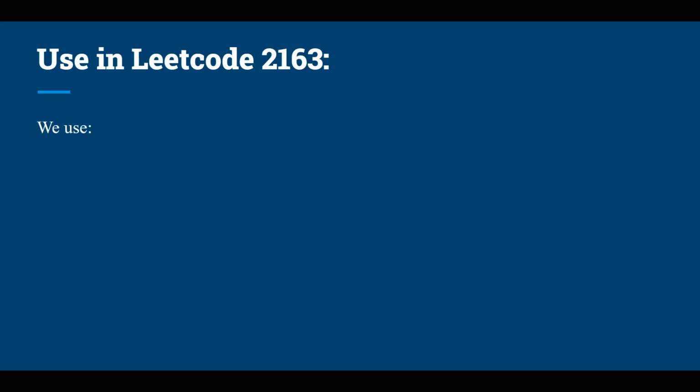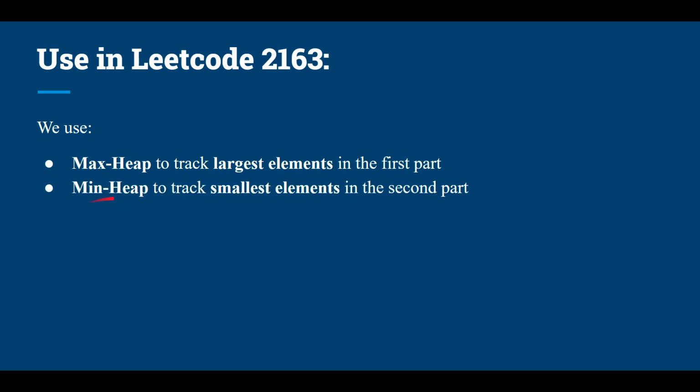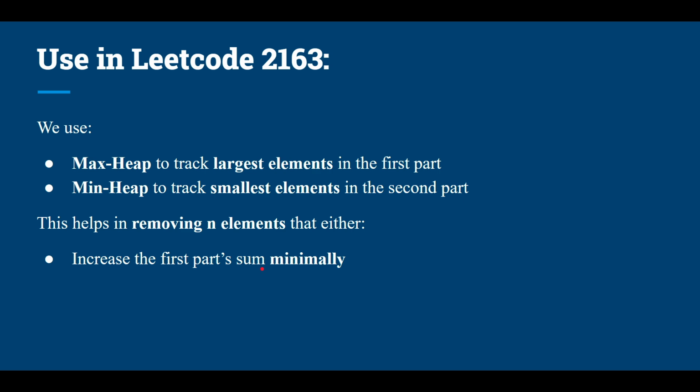So we are going to use the concept in LeetCode 2163 that we have already solved today. Let's suppose we use a max heap to track the largest element in the first part, and the min heap, as we have seen already. We used the max heap and the min heap. The max heap is used to track the largest element in the first part, and the min heap to track the smallest element in the second part. This will help in removing elements, so that we minimize the sum of the first part, or maximize the sum of the second part.